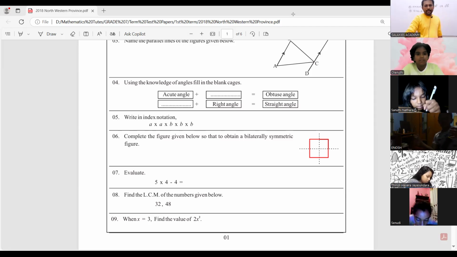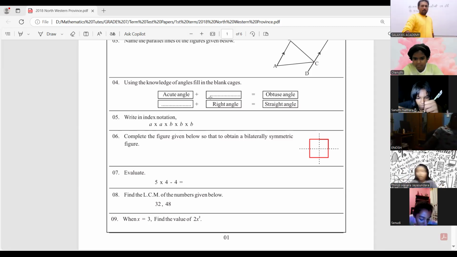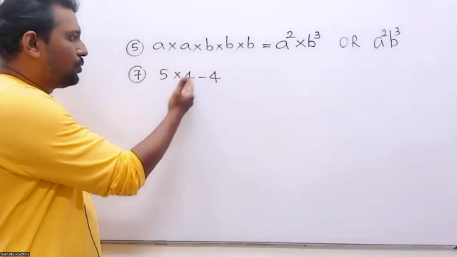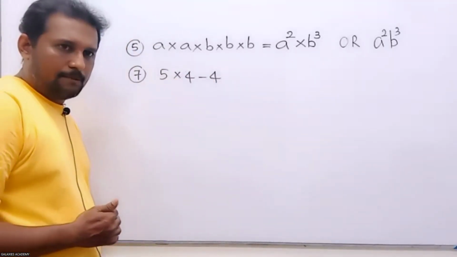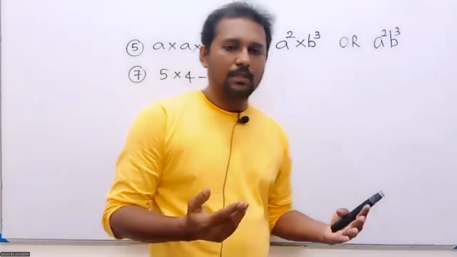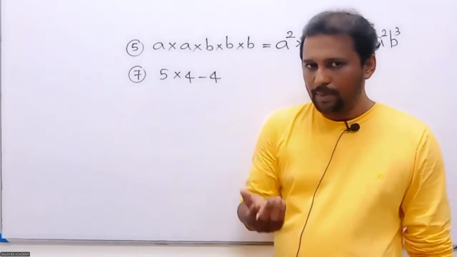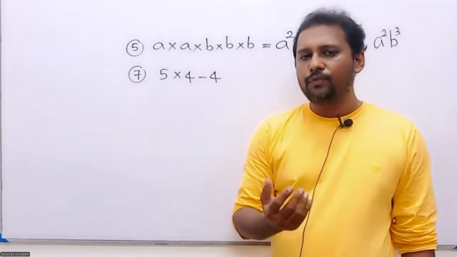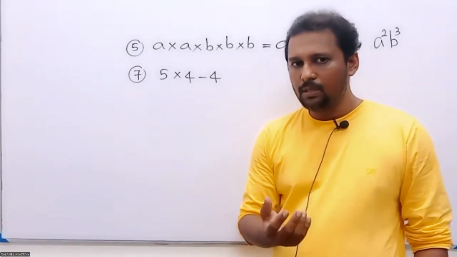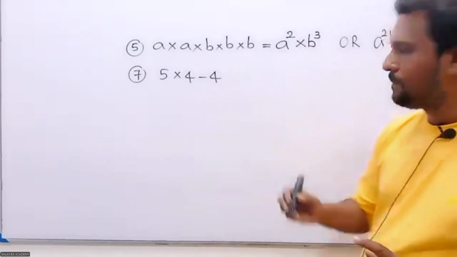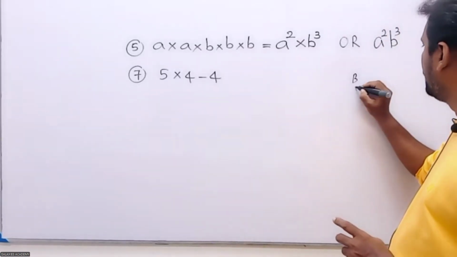Right. Then let's go to the seventh question. Evaluate the numerical expression given: 5 multiply 4 minus 4. This expression has two mathematical operations. If there are several mathematical operations in a numerical expression, you have to follow the rule, no? What's the rule? BODMAS rule, right? BODMAS rule you have to follow.